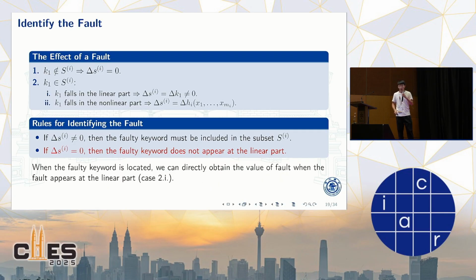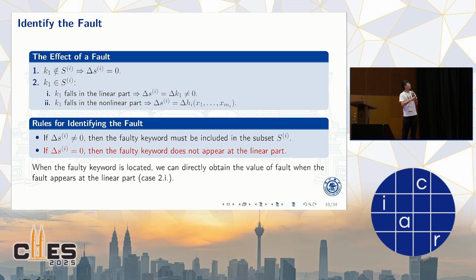So what is exactly the effect of a fault? First, if the fault is not included in the subset, we will definitely have the output key stream difference being 0. When the fault is included in the subset and it falls in the linear path, we will have the output key stream difference being exactly the fault value. Otherwise, if the fault falls into the nonlinear path, we will get an equation that delta S_i is just equal to the difference of 1 nonlinear function H.